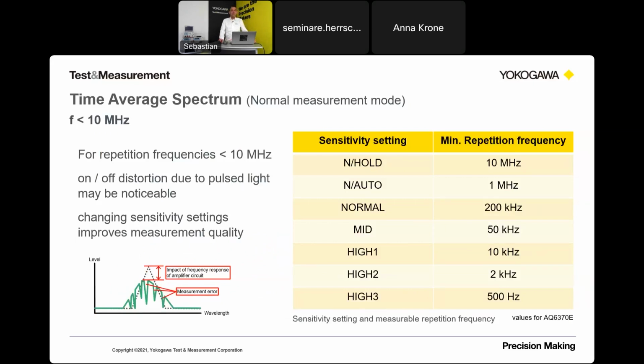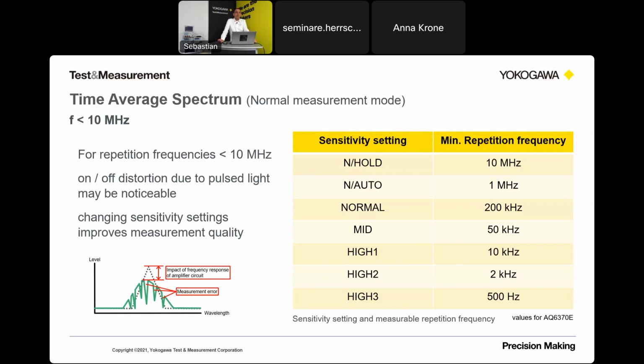If we are then coming to repetition rates that are below 10 megahertz, it can be difficult for the instrument to capture the full spectrum or to achieve a good measurement and high power reading. And if we have lower repetition frequencies and fast measurement modes, there may be disturbances of the spectrum due to the impact of the frequency response of the amplifier circuit, or that not the full pulse can be captured.